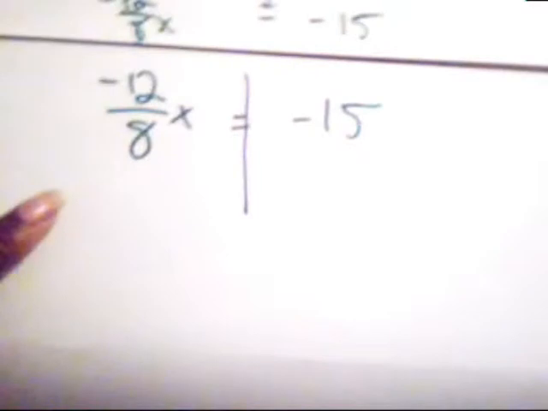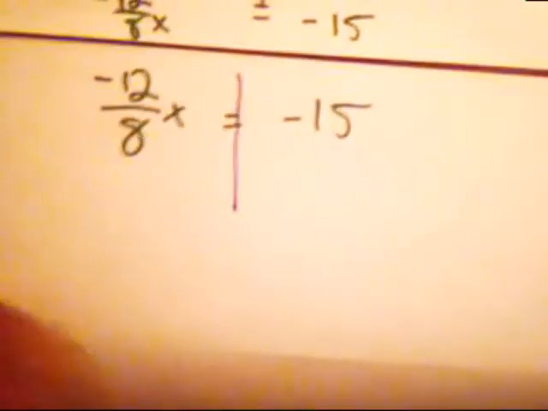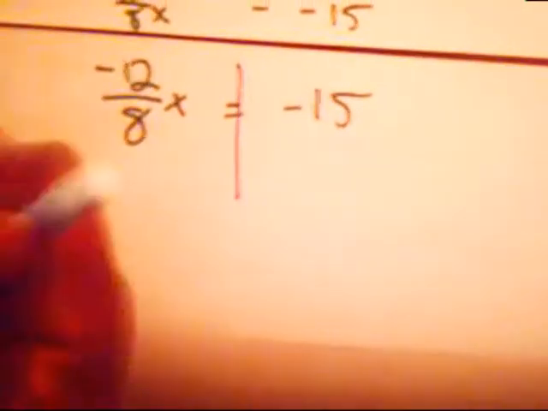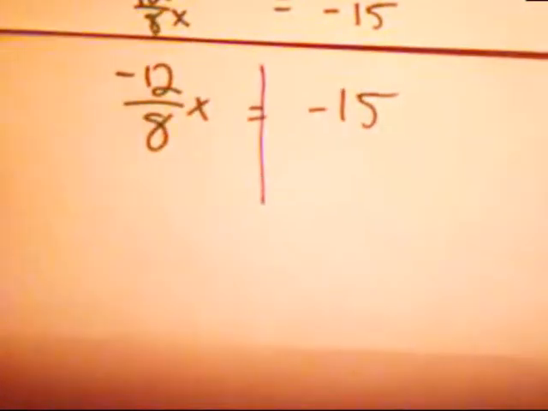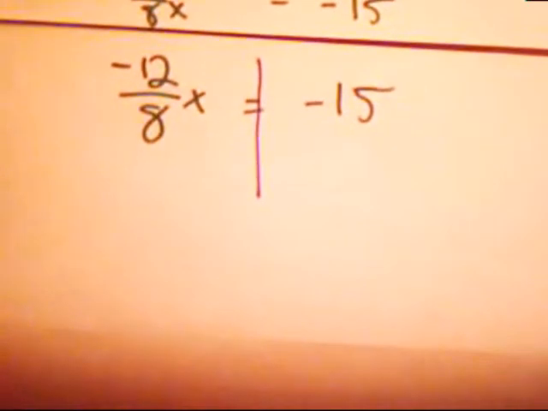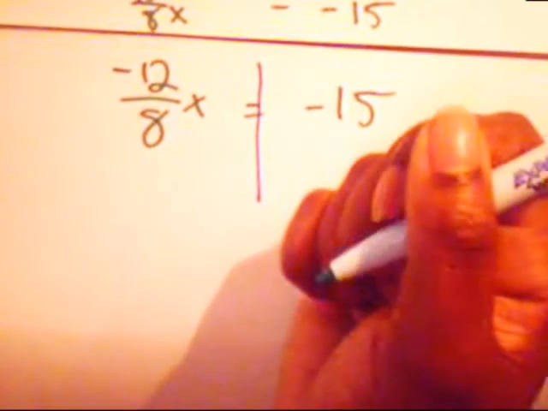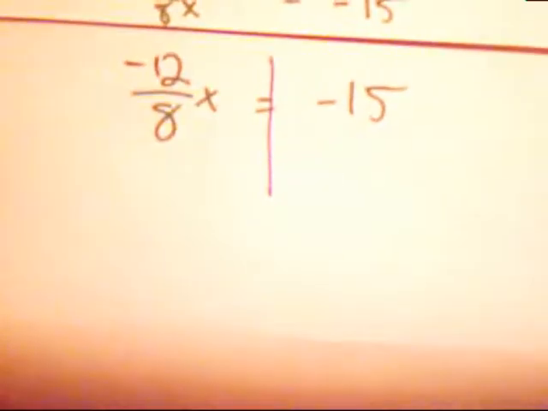So what we would have to do is the opposite. What's the opposite of multiplication? Division. We're supposed to divide both sides of the equals sign by negative 12 eighths so that x can be alone. So I'm going to divide this side by negative 12 eighths and this side by negative 12 eighths.